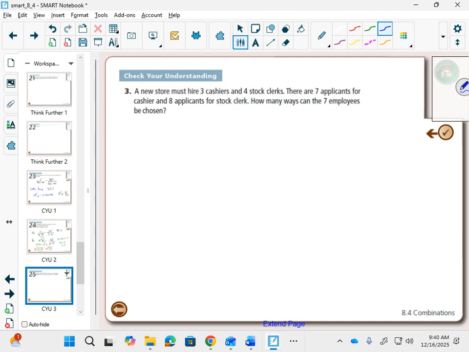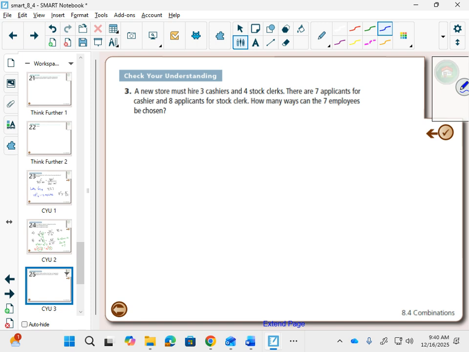A new store must hire 3 cashiers and 4 stock clerks. So I think a cashier works at the till, taking in money. The stock clerk is the person who's in charge of putting things on shelves to make sure that when people go for fettuccine noodles, they're there and ready, not out of stock.